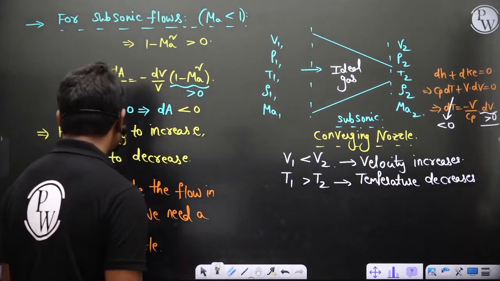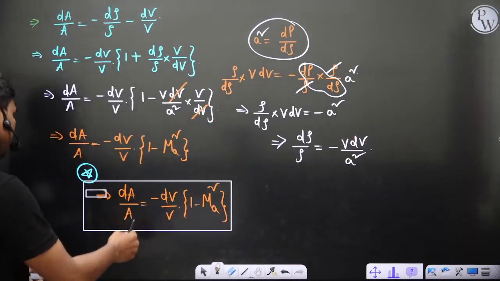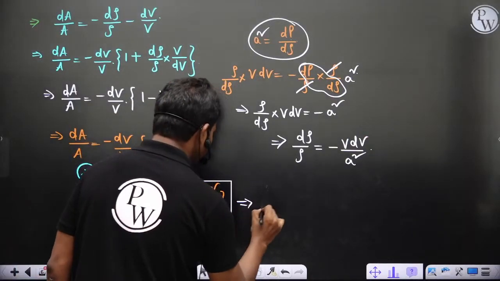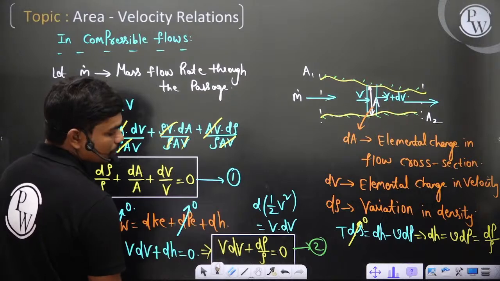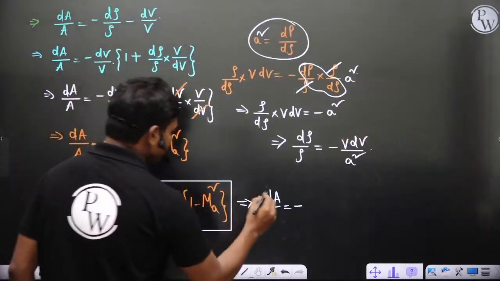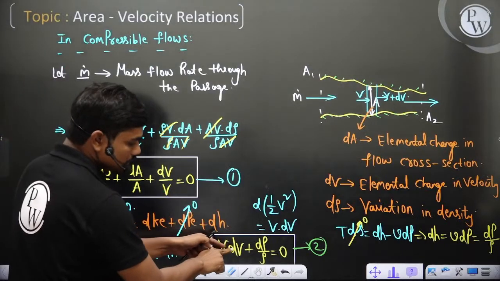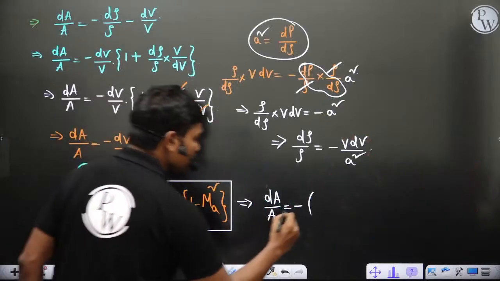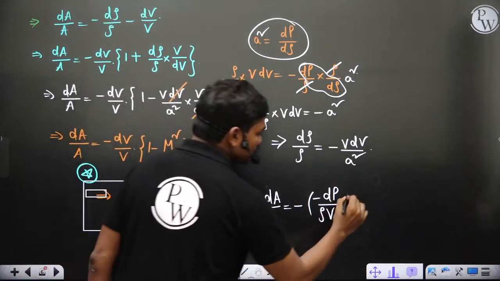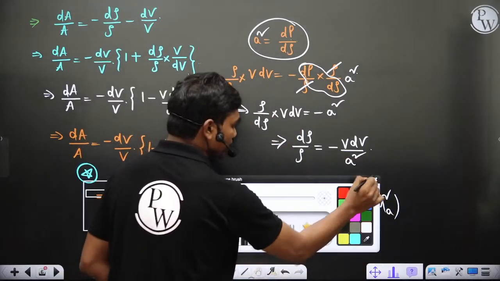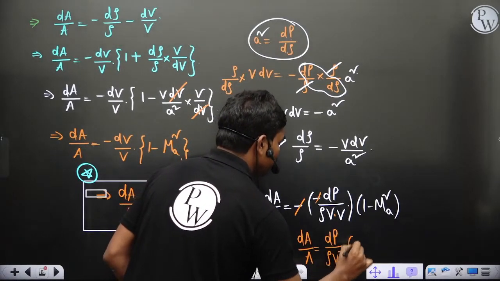Now what happens to pressure? That's the important thing. Let's see in this equation: dP is equal to minus rho V dV. Also, dA by A is equal to minus dV times something. Since V dV is equal to minus dP by rho, dV is equal to minus dP by rho V, and with the factor of 1 minus Mach square, we get dA by A equal to dP by rho V square times 1 minus Mach square.